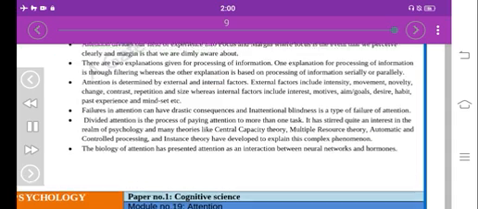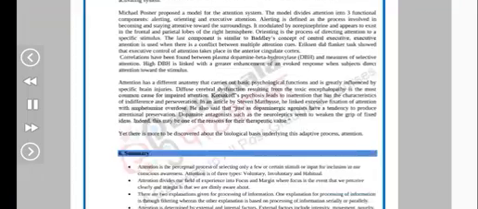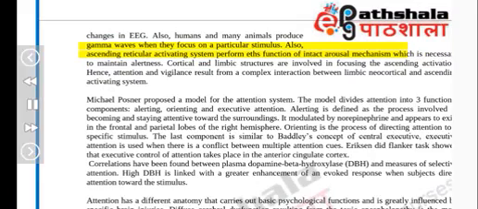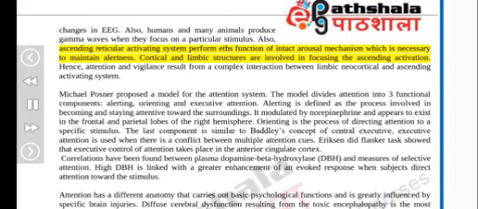changes in EEG. Also, humans and many animals produce gamma waves when they focus on a particular stimulus. Also, the ascending reticular activating system performs its function of intact arousal mechanism, which is necessary to maintain alertness. Cortical and limbic structures are involved in focusing the ascending activation. Hence, attention and vigilance result from a complex interaction between limbic, neocortical, and ascending activating systems.